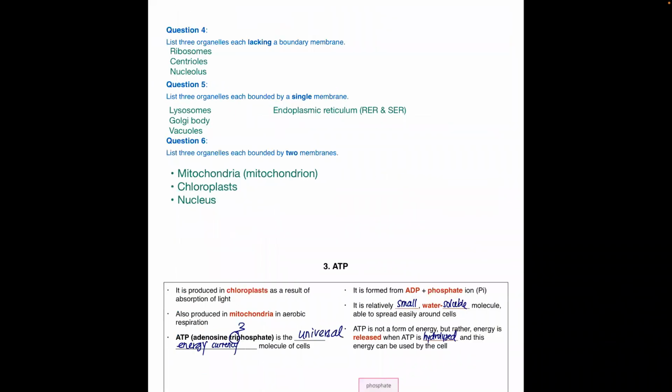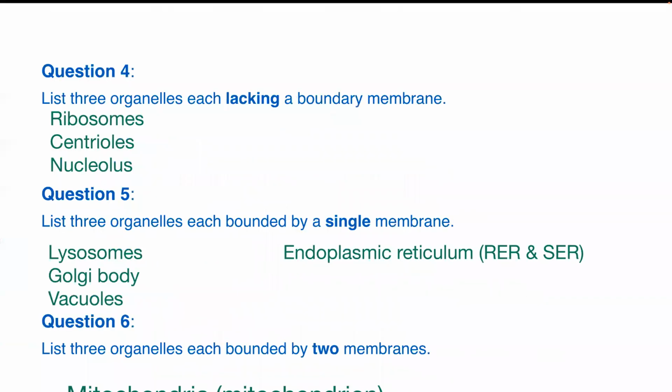Now, those lacking a boundary membrane. Here are the structures: ribosome, centrioles, as you mentioned, and nucleolus as well.